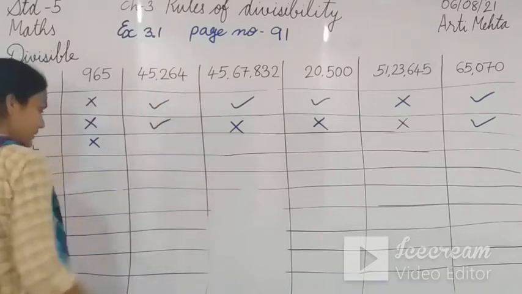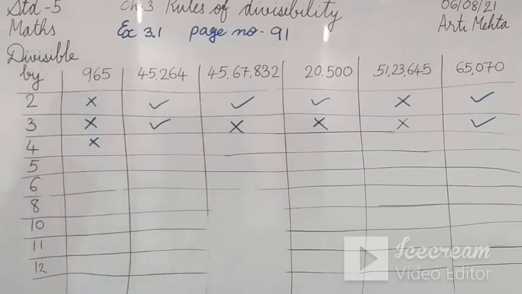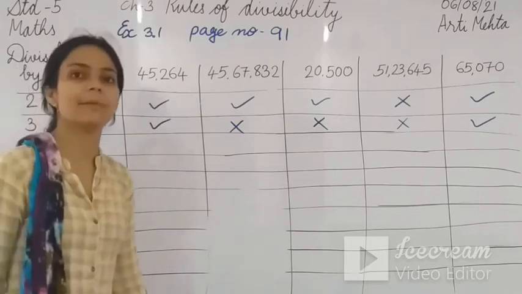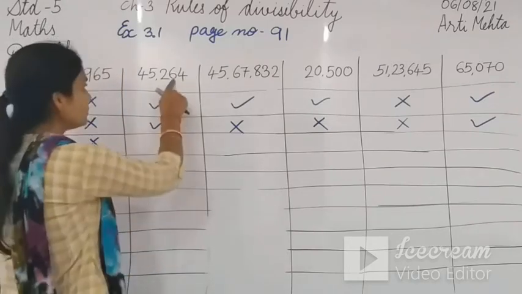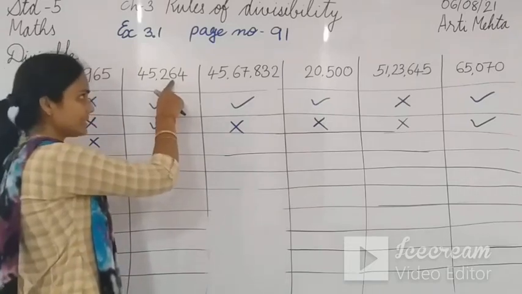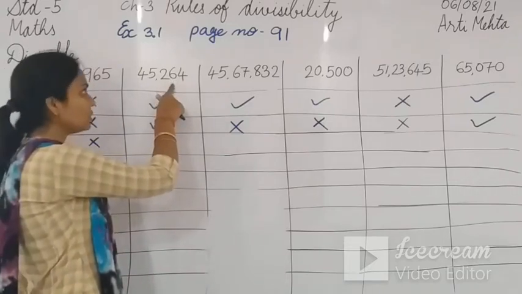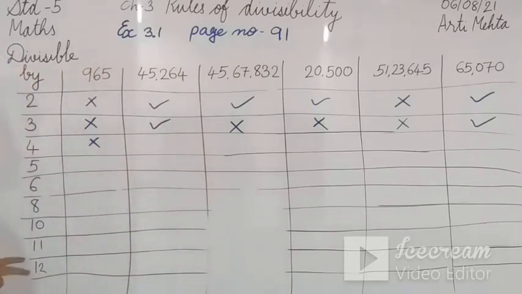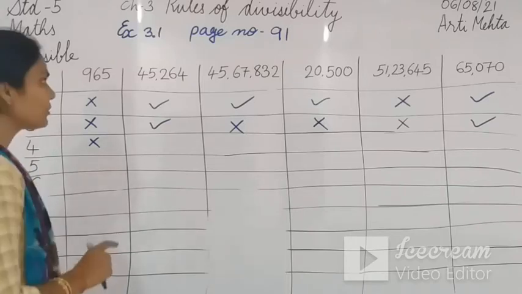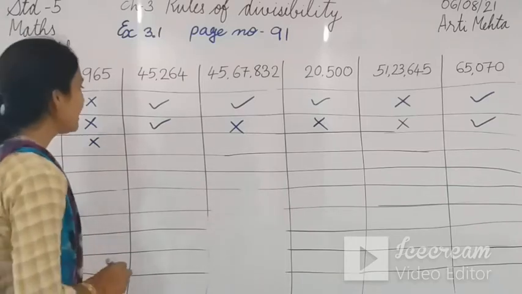45,264. Okay, here 64 is there. 64 is divisible by 4. See here, 4 ones are 4. 6 minus 4, 2. Okay, 4 bring it down, 24. 4 8s are 24. 24 minus 24, 0 remainder will be.